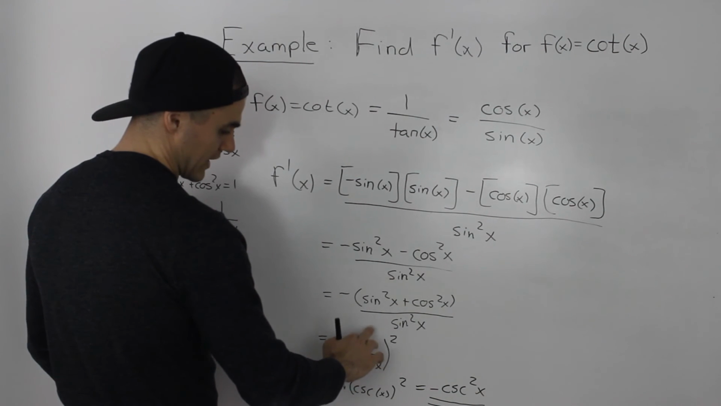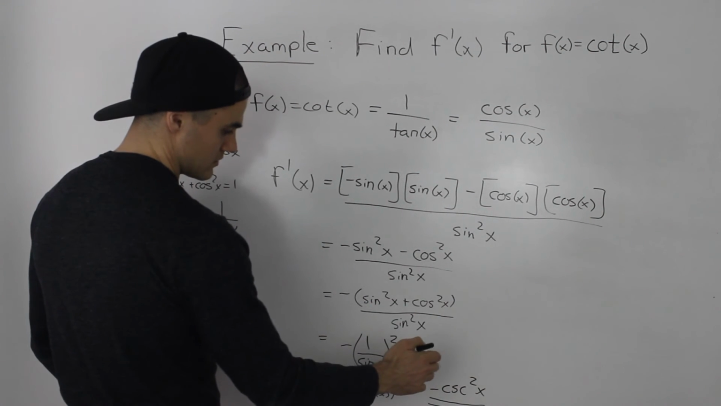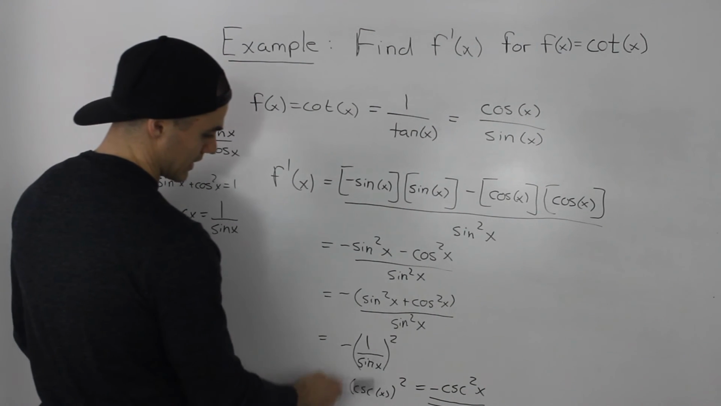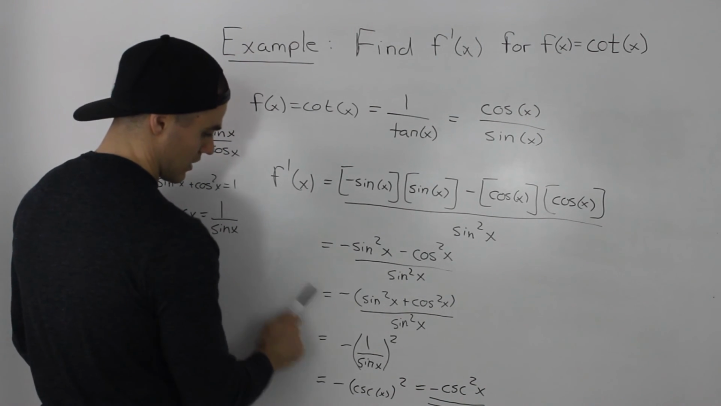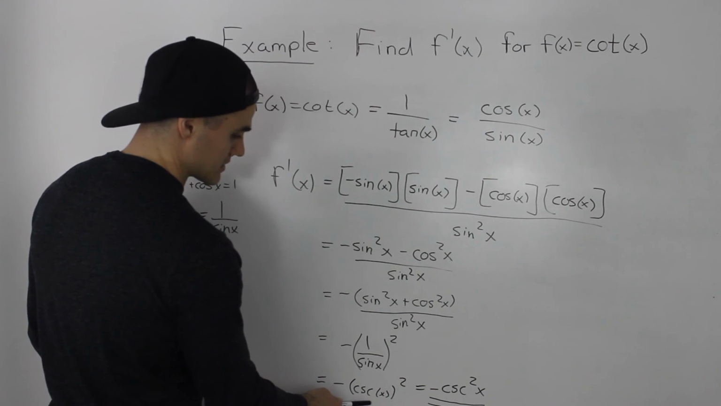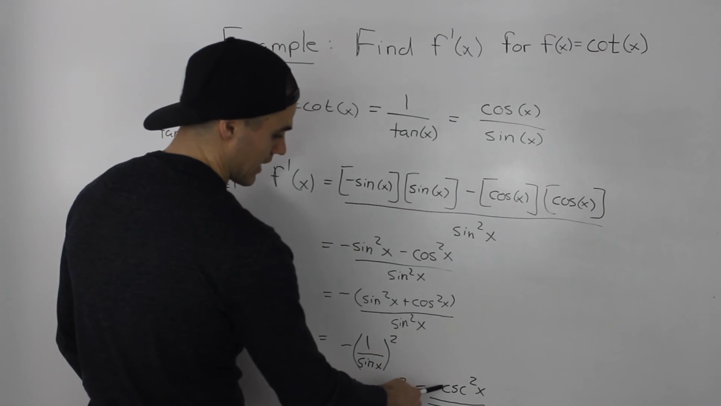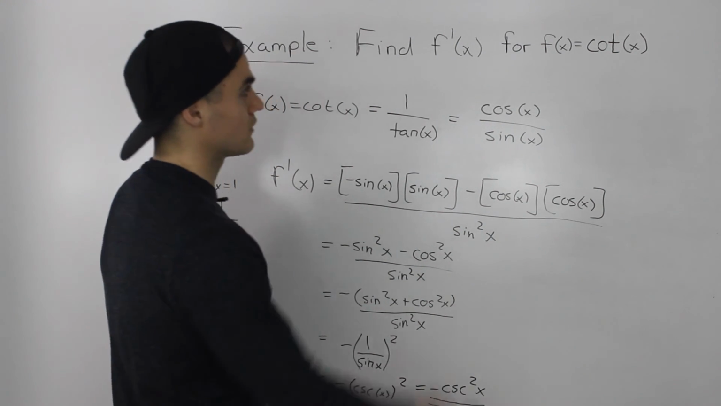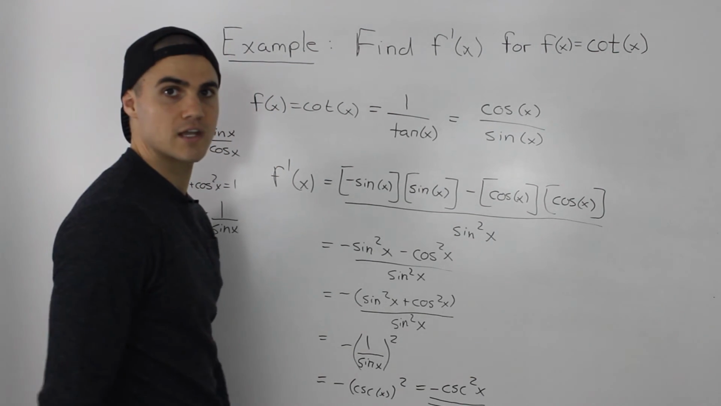Then we rewrote that as 1 over sine x squared. And then cosecant x is equal to 1 over sine x, so we subbed cosecant x for 1 over sine x. And then we rewrote that as negative cosecant squared x. So that's the final derivative for our function cotangent x.